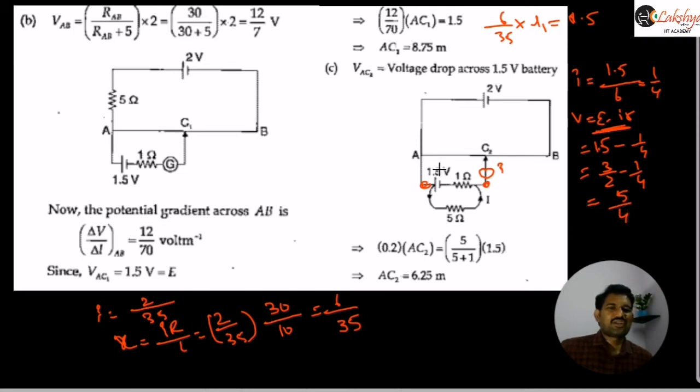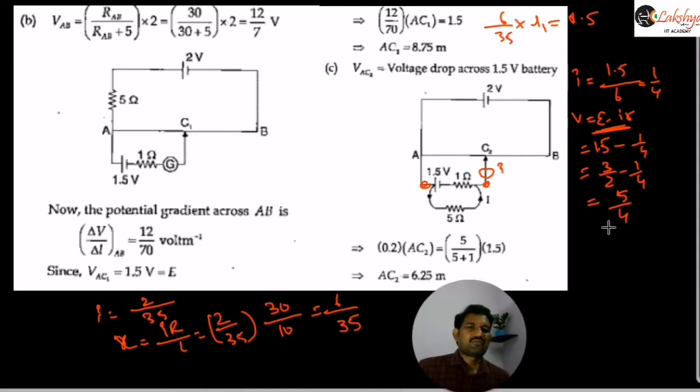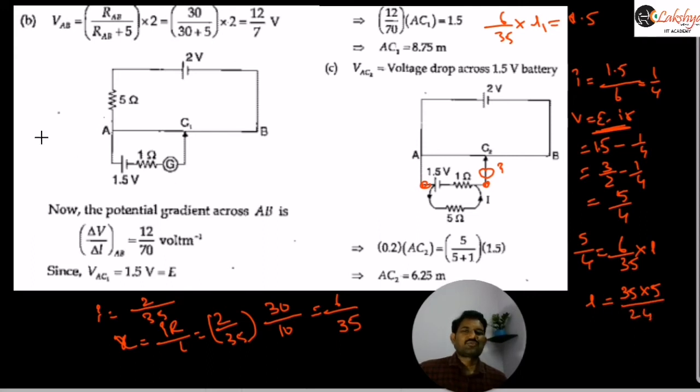So now this value is to be balanced across this. Therefore, 5 by 4 is equal to the potential gradient, which we already calculated here as 6 by 35, into some L, the balancing length. So from this we need to calculate the L value. It is 35 into 5 by 24. So that gives us the balancing length there, right? That is how we can calculate this balancing length.